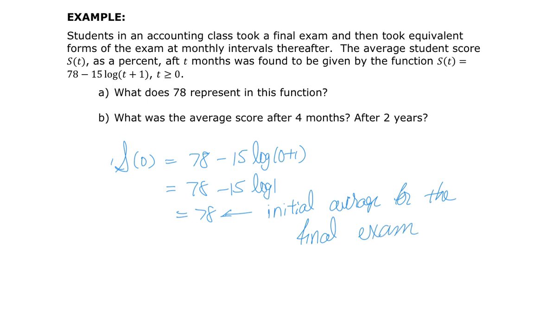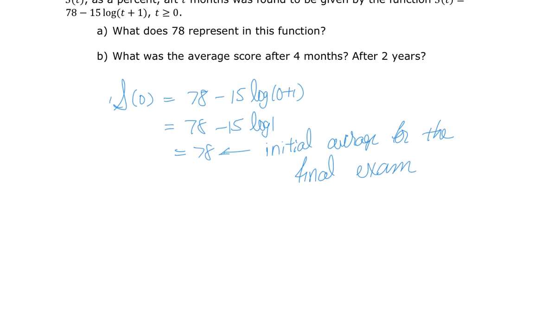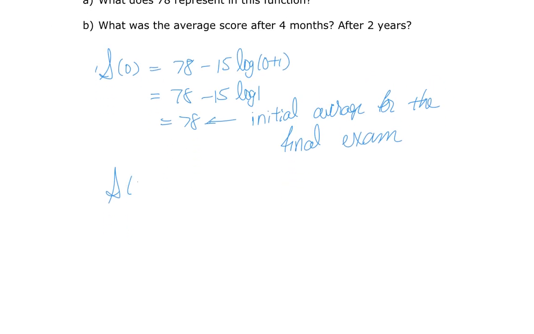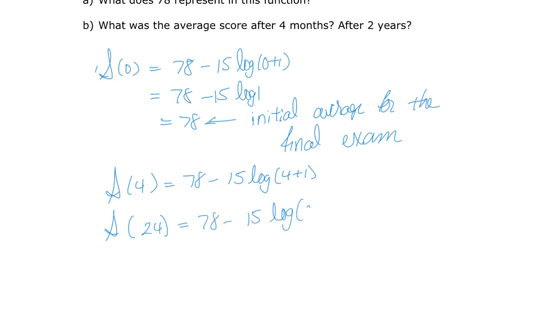And then what is the average score after 4 months and 2 years? Since T is in months, I would do first 4. So I'd get 78 minus 15 times the log of 4 plus 1, and I'd put that in my calculator. And then I would do S of 24 months, which is 2 years, 78 minus 15 times the log of 24 plus 1, and then whatever that is in your calculator.